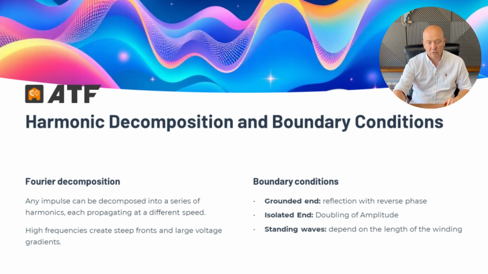Boundary conditions: if the winding end is grounded, reflection occurs with an inverted phase. A standing wave is created. If the winding end is isolated, reflection occurs without phase change, and the voltage amplitude doubles at the end.